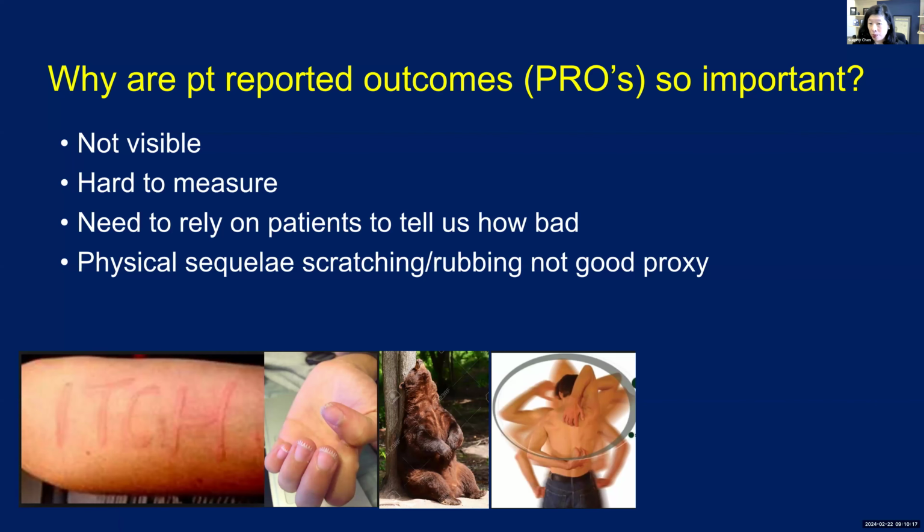So why are patient-reported outcomes so important? Well, because there are a lot of things that just aren't visible. And for us, sometimes it's pain, but most of the times it's itch. That's really hard to measure, especially if you don't ask. And we really need to rely on patients to tell us how bad it is. Looking at the scratching, the excoriations, the evidence of rubbing, like in lichen simplex chronicus or prurigo nodularis, really sometimes it's not a good proxy because people deal with their itching in various different ways.